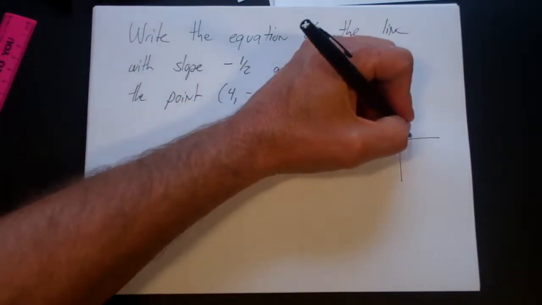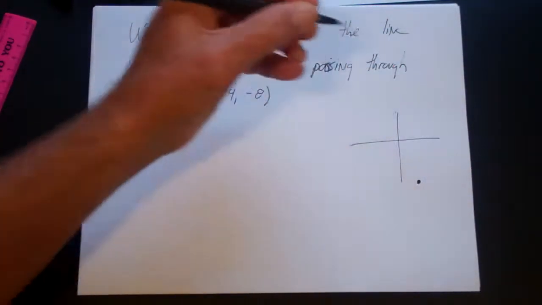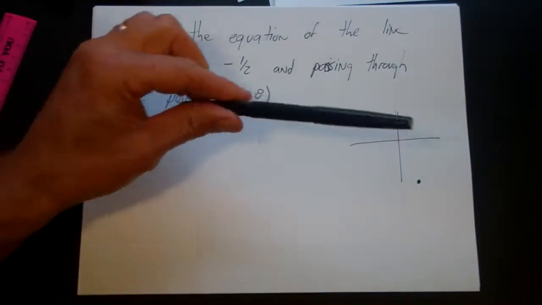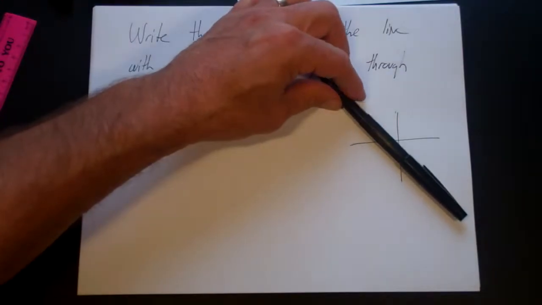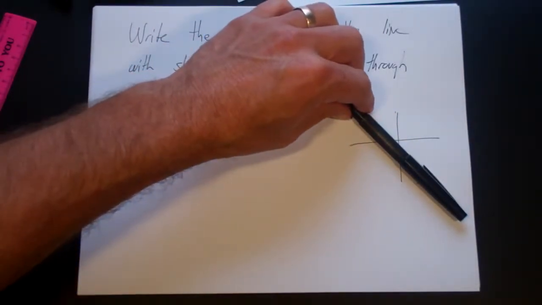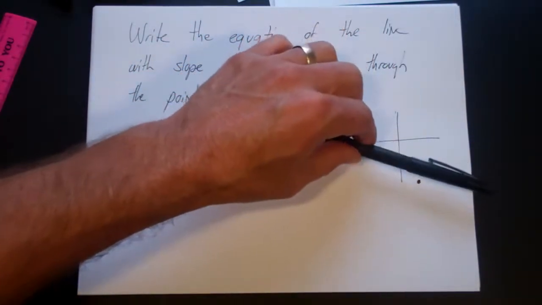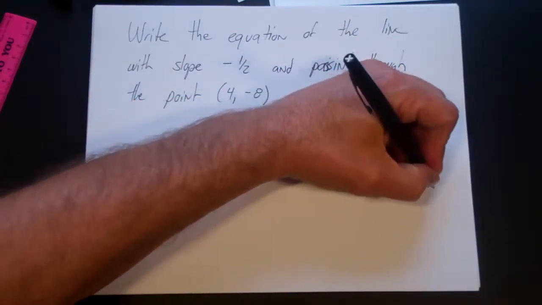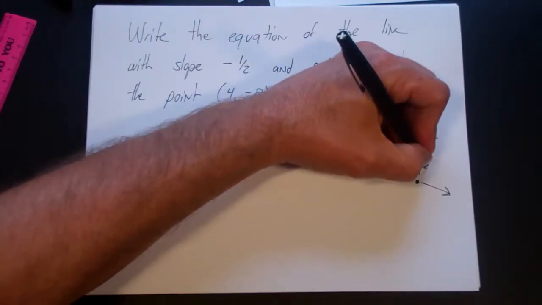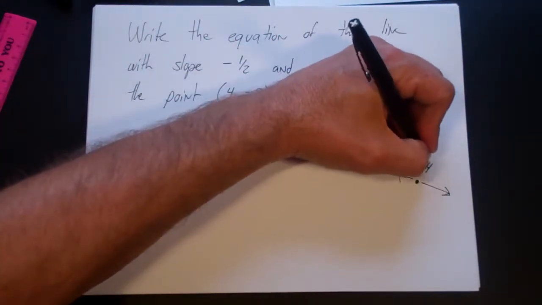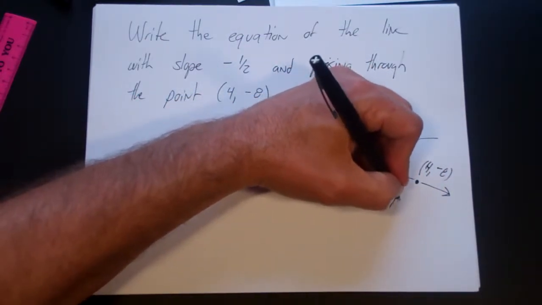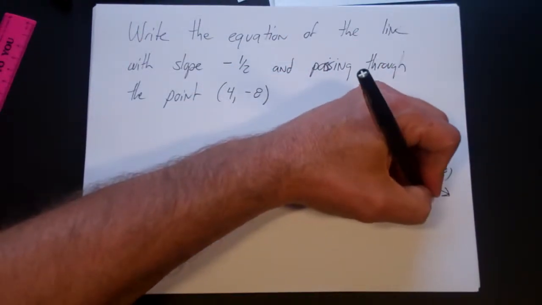4, minus 8 is going to be roughly somewhere like this, right? And then a slope of negative 1/2. A negative slope looks something like this. 1/2 would be down 1 and over 2, so it would be something like that. So this is more or less what our line looks like. This is the point (4, minus 8). And then the slope is minus 1/2.